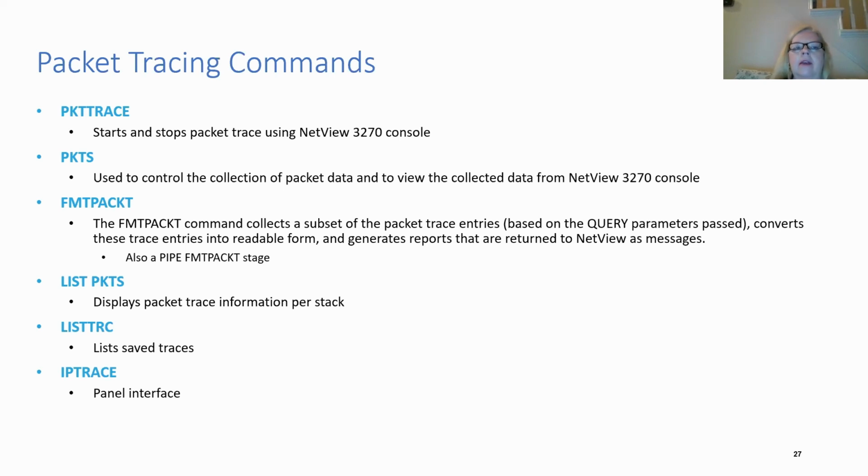So the PKTS command starts and stops traces using the NetView 3270 console. As I said, the PKTS command gives you more control. The FMTPACKT command lets you format the packets, and then you can list your packet trace information, your saved traces. And the way you get into this panel interface is using the IPTRACE command.